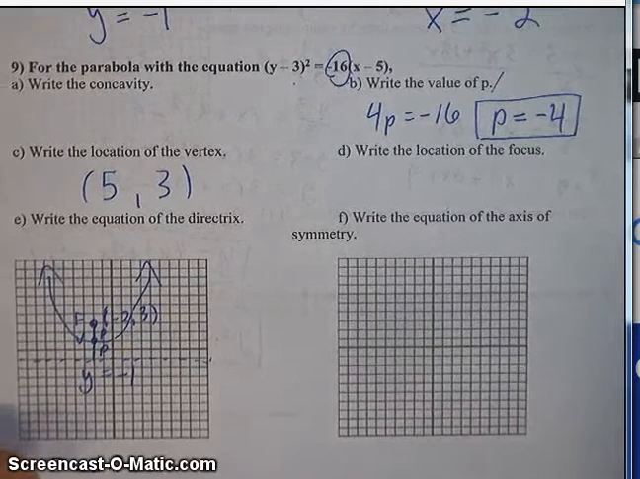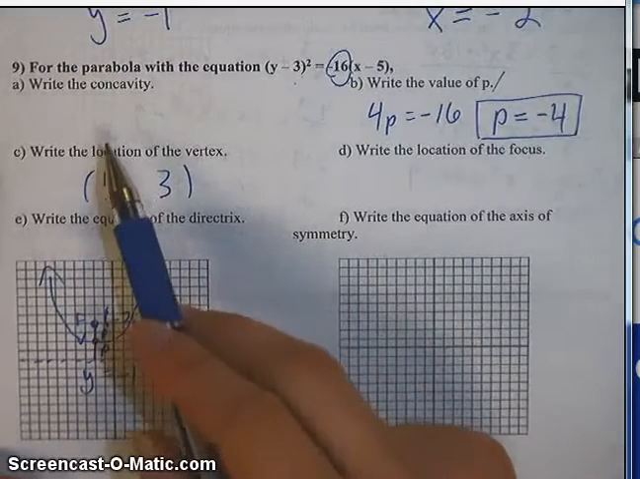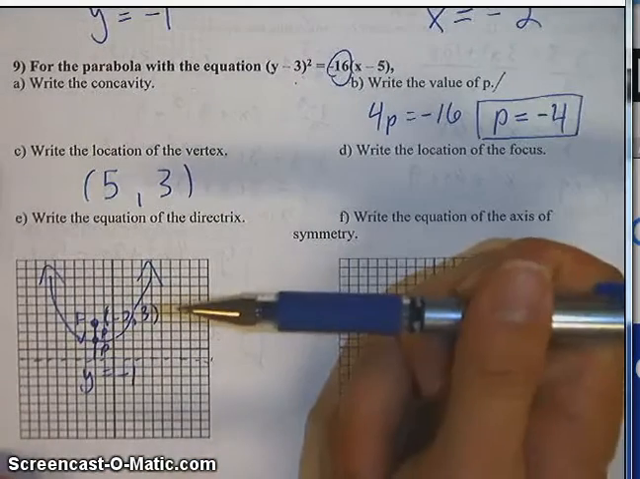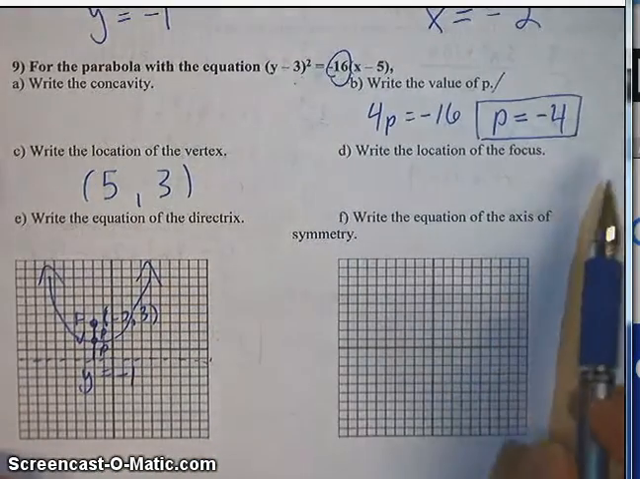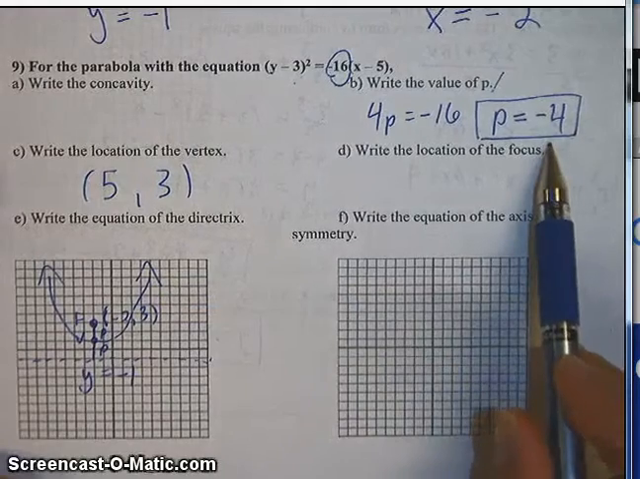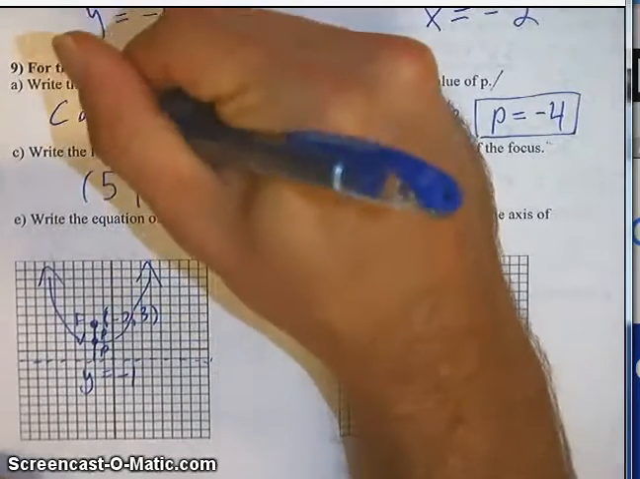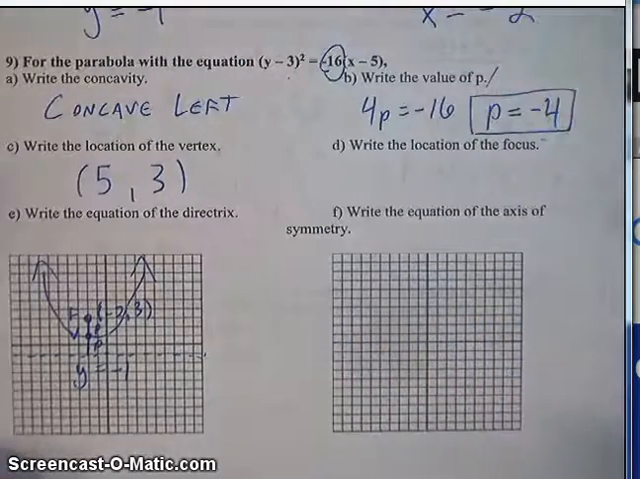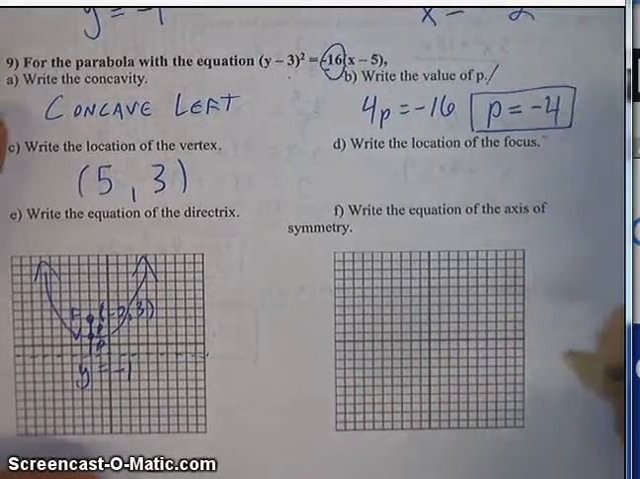And I can use that information to get the rest of this. So first off, though, we can do the concavity. Since it's y squared, it's either left or right. And in this case, since it's negative, the p-value is negative, we're going to say this thing is concave left.